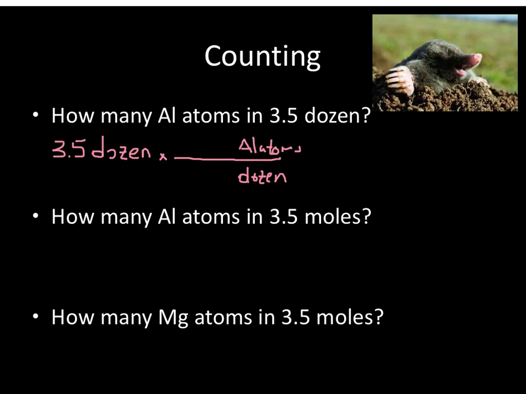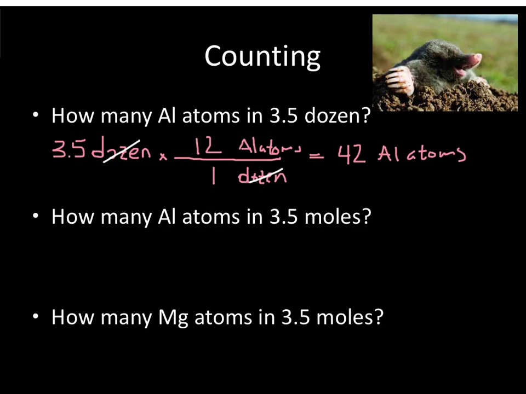And the conversion factor there is 12 aluminum atoms for every 1 dozen. And what this is going to do for us is cancel out dozen, and now we're left with aluminum atoms. And we can solve this out and find out that in 3.5 dozen there would be 42 aluminum atoms. That would be a very, very small amount. So let's kick it up a notch and bring it to moles. So how many aluminum atoms would there be in 3.5 moles?